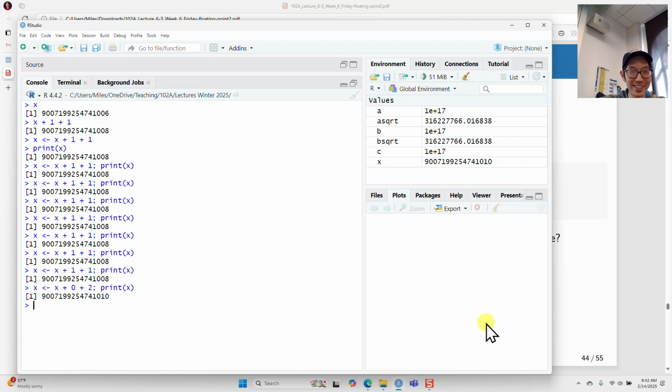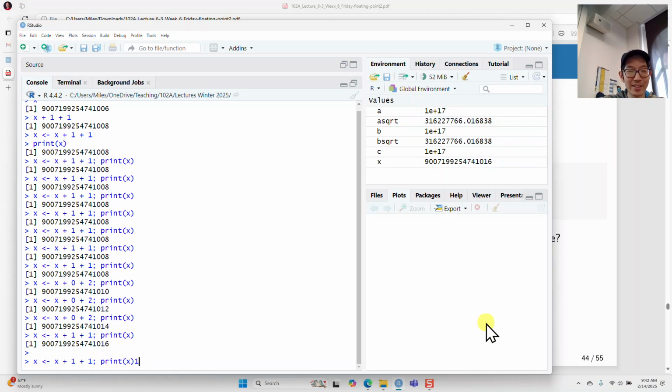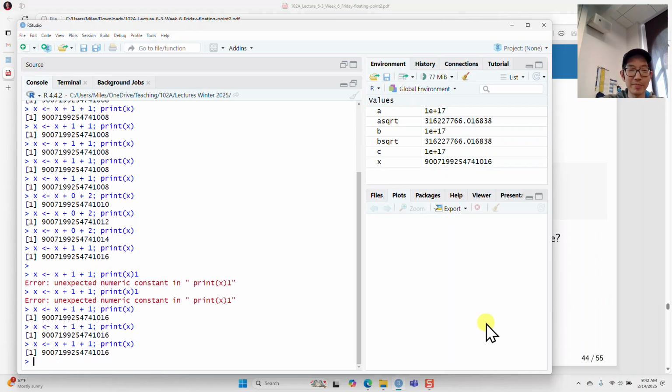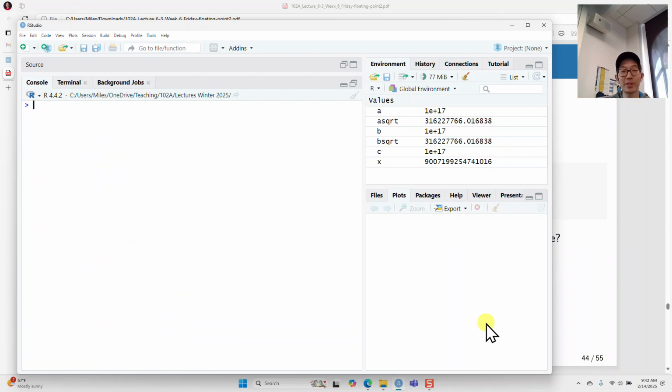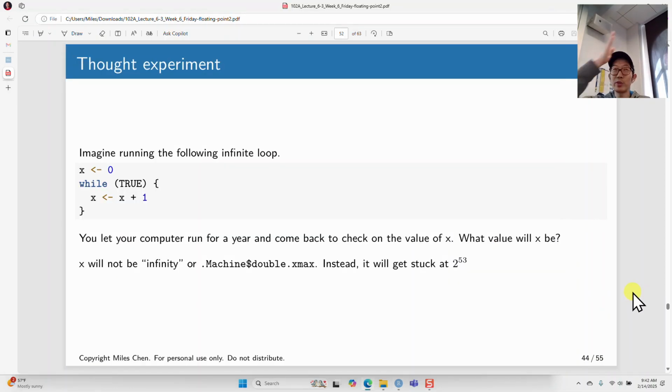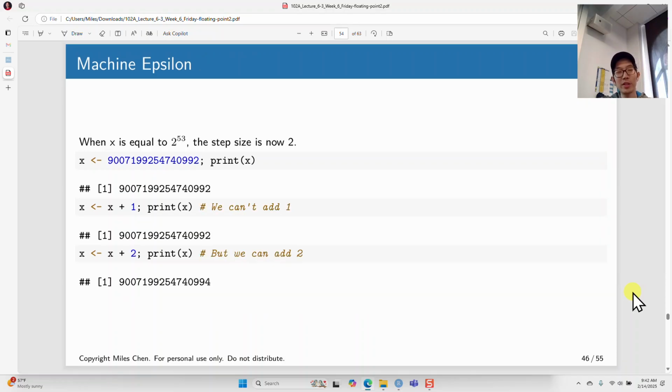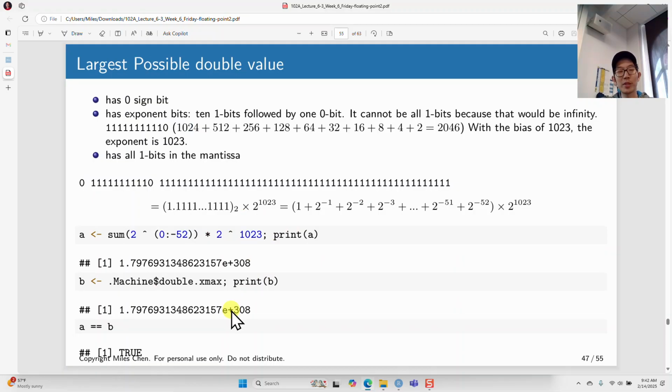Let's see if that does anything. Yeah, we can do that. Okay, but doing 1 and 1 doesn't like that. That's a good question, though. All right, but yeah, so we've reached a point in our number line where our step size has grown to 2, okay? And so I can add 2, but then it gets stuck.